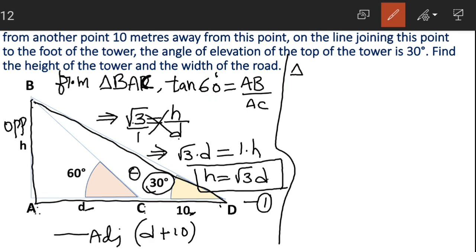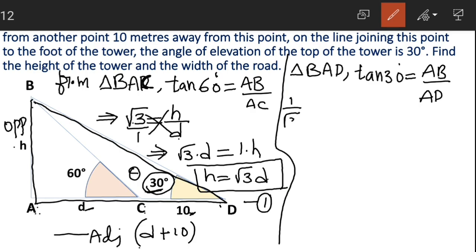Now consider the triangle BAD now. Know that this is theta. So this is opposite and adjacent. So we have to consider tan value. Tan 30 degrees is equal to opposite is AB by adjacent is AD here. We know that tan 30 degrees value is 1 by root 3, which is equal to AB. AB is nothing but H here. So H by AD. AD is nothing but D plus 10.